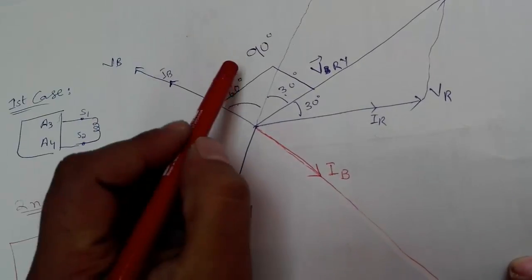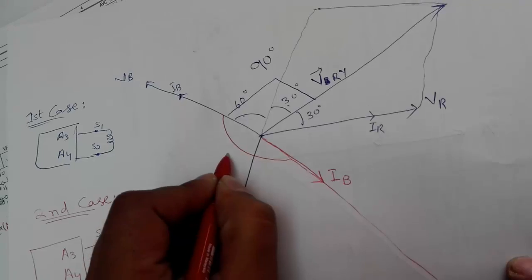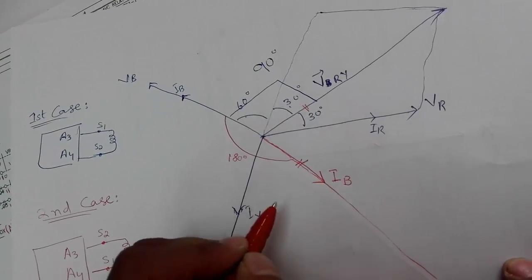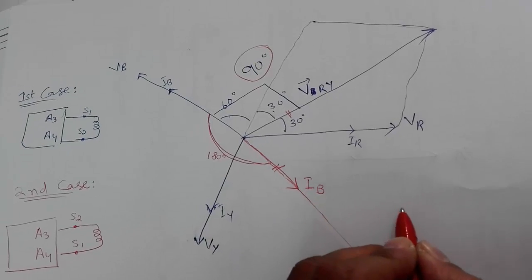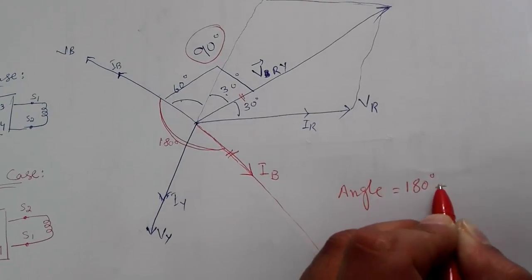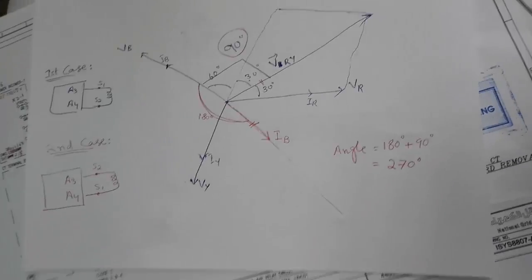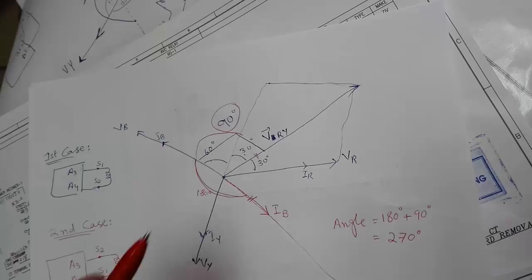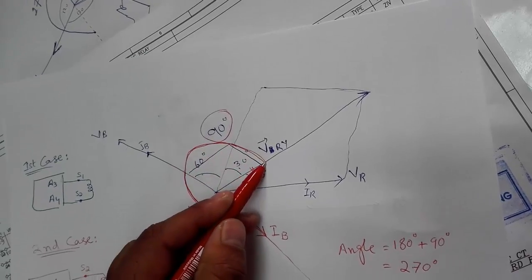See here, we already measured 90 degrees, and when the current direction reverses, it makes it 180. Now the total between this and this point becomes 180 plus this 90 degrees. So now the angle will be equal to 180 plus 90 degrees, which totals 270 degrees. So this is the total angle now measured: 180 plus 90 degrees is equal to 270.